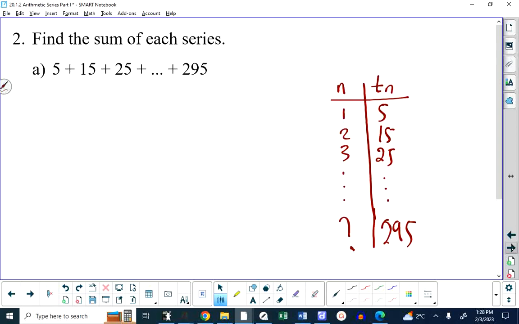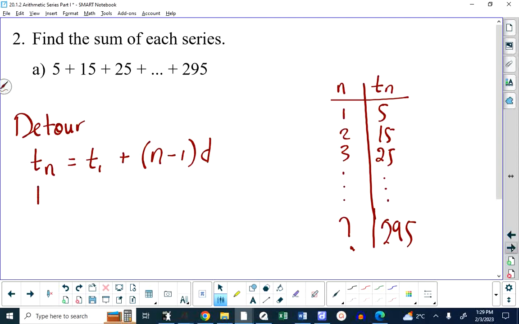So this turns into just a detour where we're going to use this formula to find out what n is that gives us 295. The general term is 5 plus n minus 1 times d, which is, would you agree, d is 10? Okay. So now listen carefully.